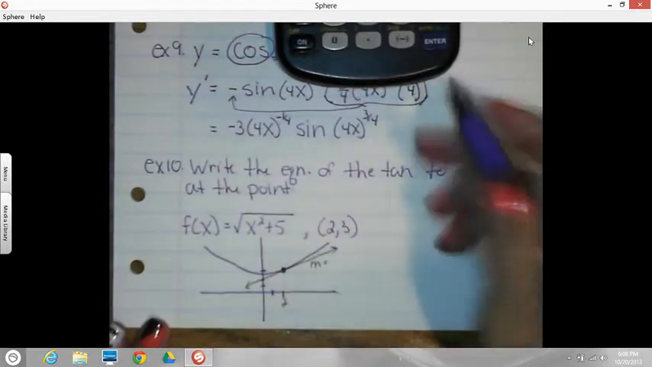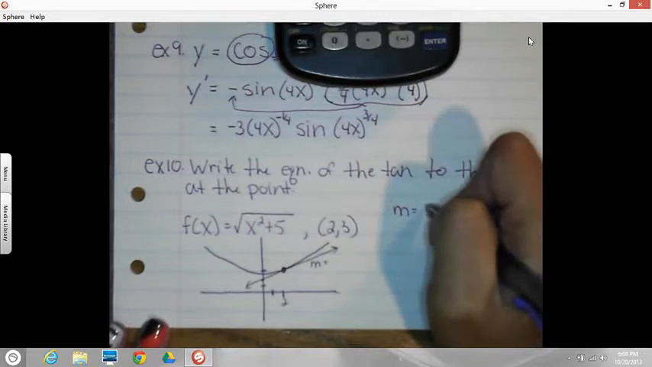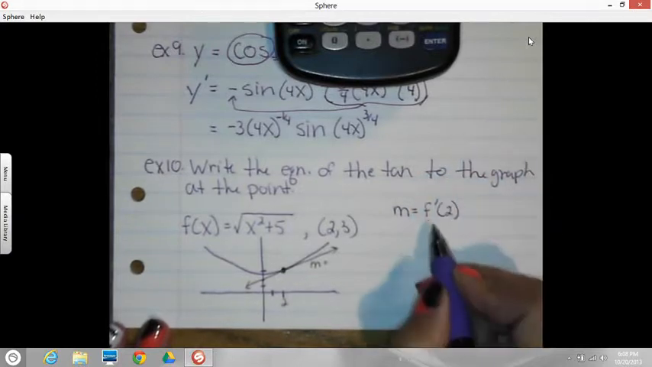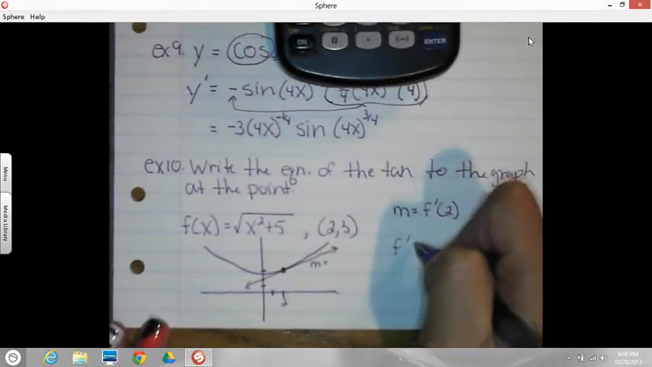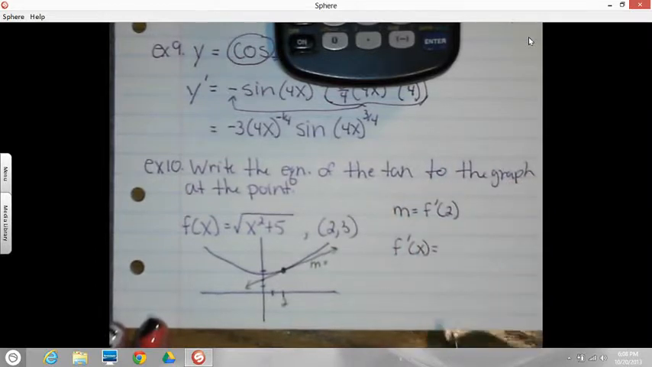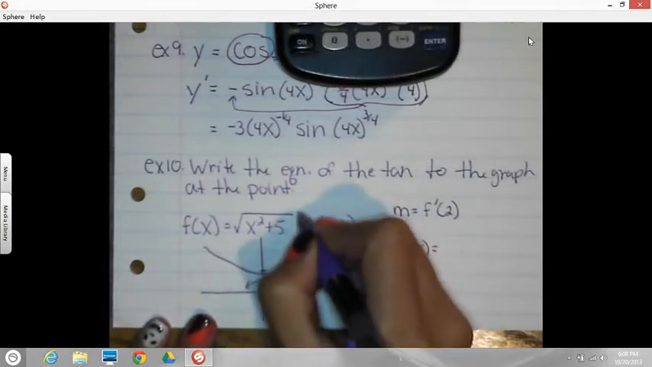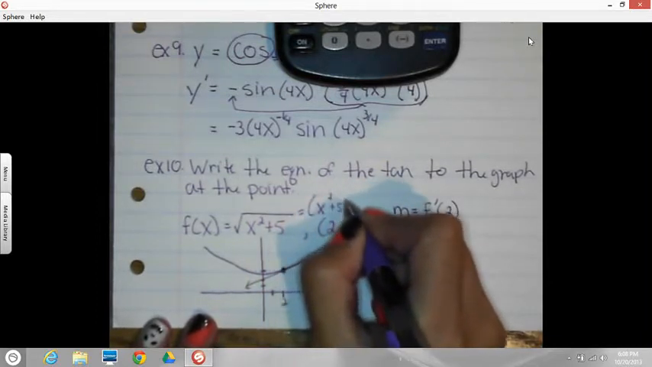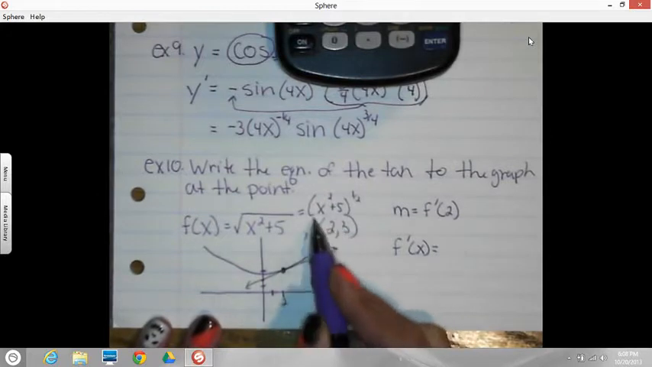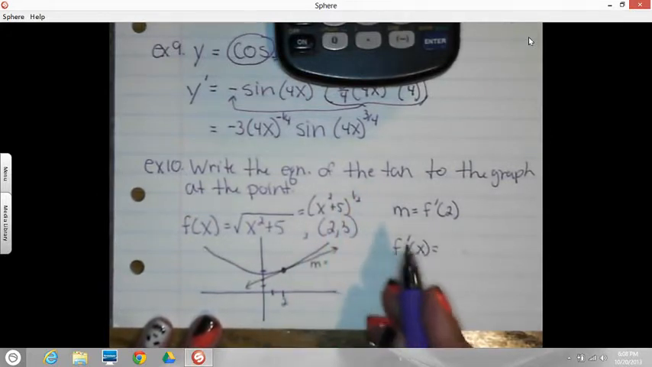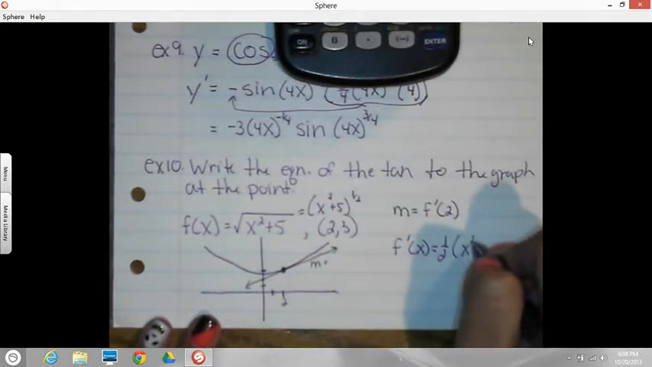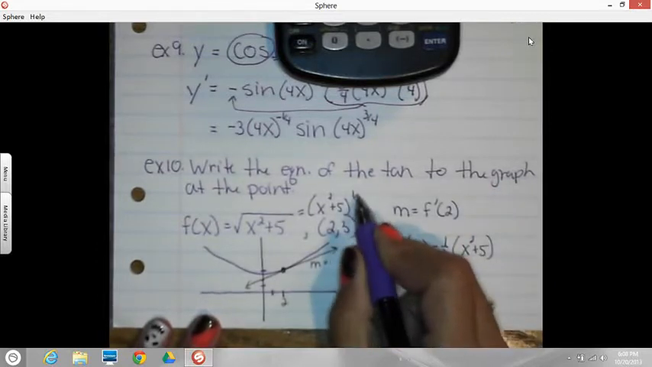So slope is equal to f prime at the x value of 2. So we're going to find the derivative function, f of x, f prime of x, and then we'll plug the 2 into that equation. That'll give us our slope. So I'm going to rewrite f, so it doesn't have the radical, x squared plus 5 to the 1/2 power. Now I can see inside, outside. That should be getting very obvious to you. 1/2 comes down. x squared plus 5 to the, if I subtract 2 over 2, I'll get negative 1/2.